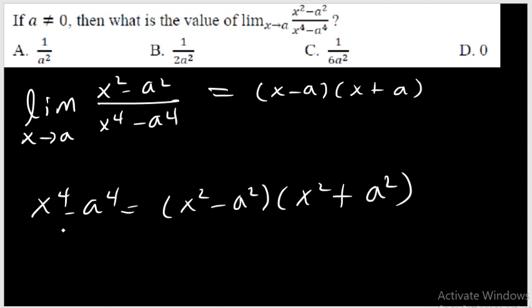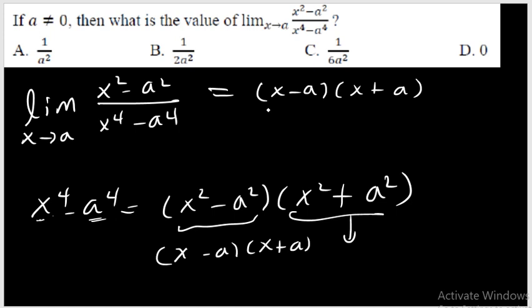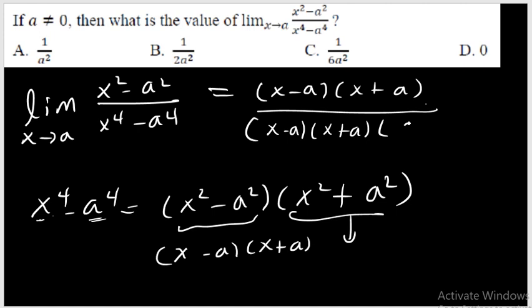We can write it. You know, x to the power of 4 means x square squared. Again, a to the power of 4 means a square squared. So again, we can expand this. Still, it will be x minus a and x plus a times the second term will come. So the lower part will be x minus a, x plus a, and x square plus a square.